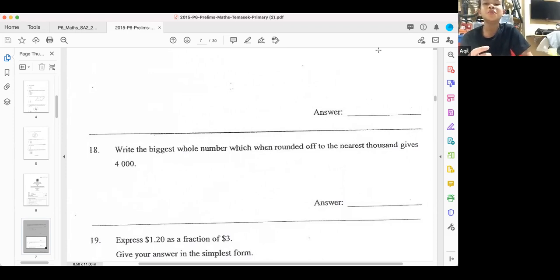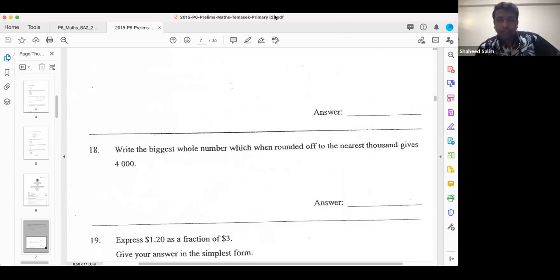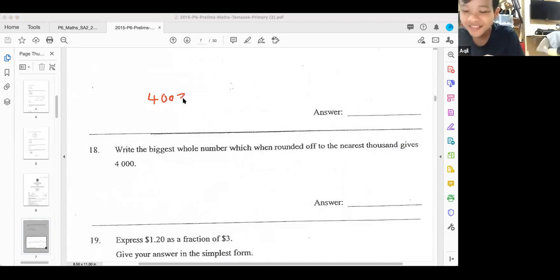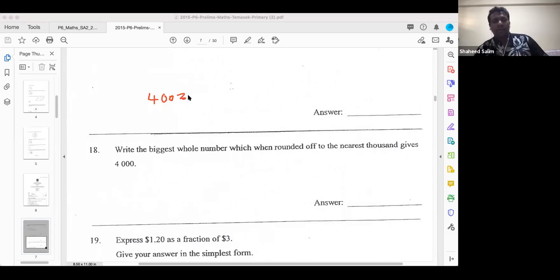What is it? 4002. Why don't we say 4003? 4003 also can. See, it can be bigger than that one. We want the biggest possible number. There will be one number that's the biggest. You go one more than that, you'll be 5,000.